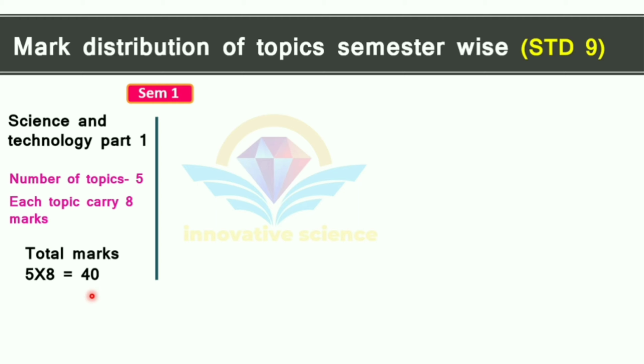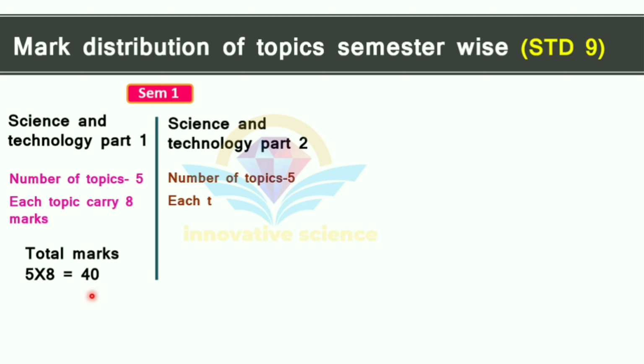Then, for Science and Technology part 2, number of topics is 5. Each topic carries 8 marks. Therefore, 5 into 8 is equal to 40 marks. So, kindly remember students, the first 10 chapters are included in the first semester. Out of these 10, the first 5 are in part 1 and the next 5 are for part 2.